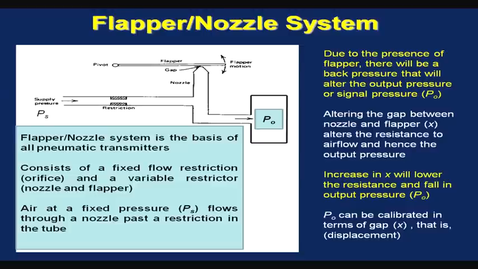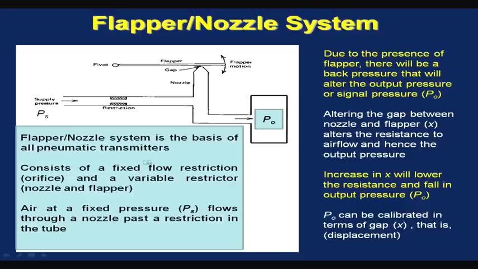Increase in x will lower the resistance, that means increasing the gap between the flapper and the nozzle will lower the flow resistance and fall in the output pressure. So, thus P0, which can be very easily measured using a good pressure measuring instrument, and P0 can be calibrated with the gap that exists between the flapper and the nozzle. That means, the displacement can be calibrated with the output pressure P0.